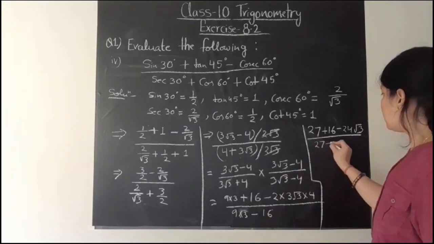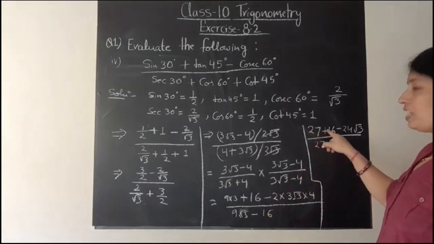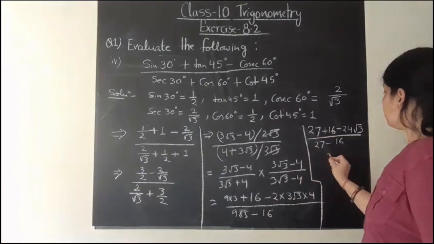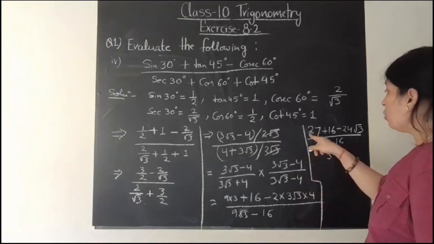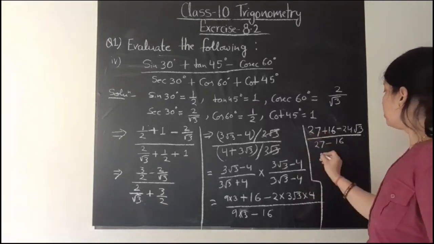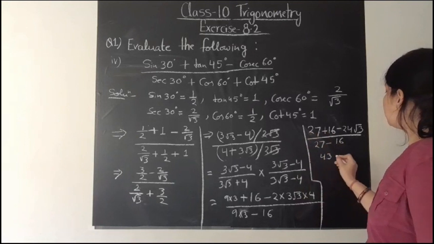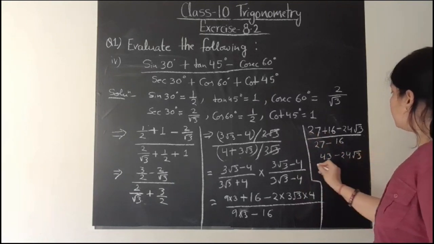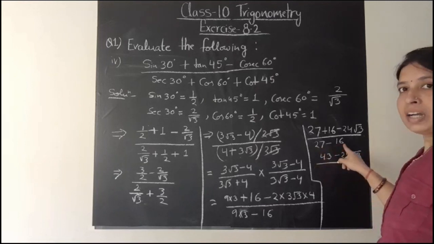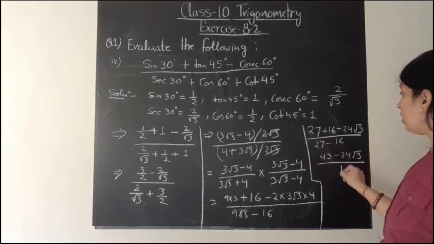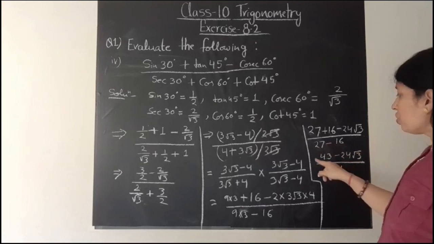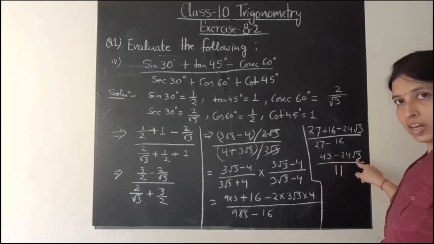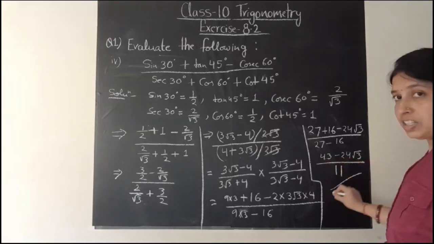So here 27 plus 16 will be 6 and 7, 13. 3, 1 is carried. 2 and 1, 3 and 1, 4. So it is 43 minus 24 square root 3 divided by 27 minus 16. 7 minus 6 is 1. 2 minus 1 is 1. So your answer will be 43 minus 24 square root 3 divided by 11. This is your answer.